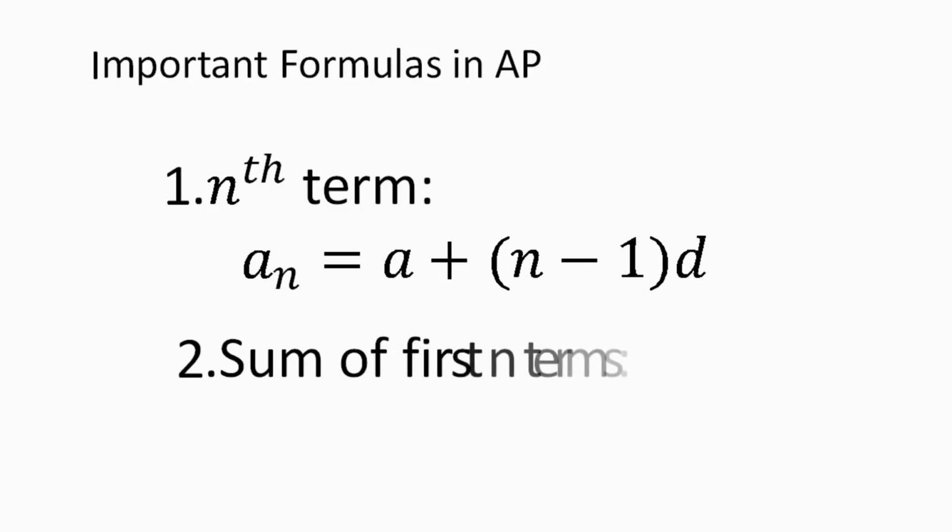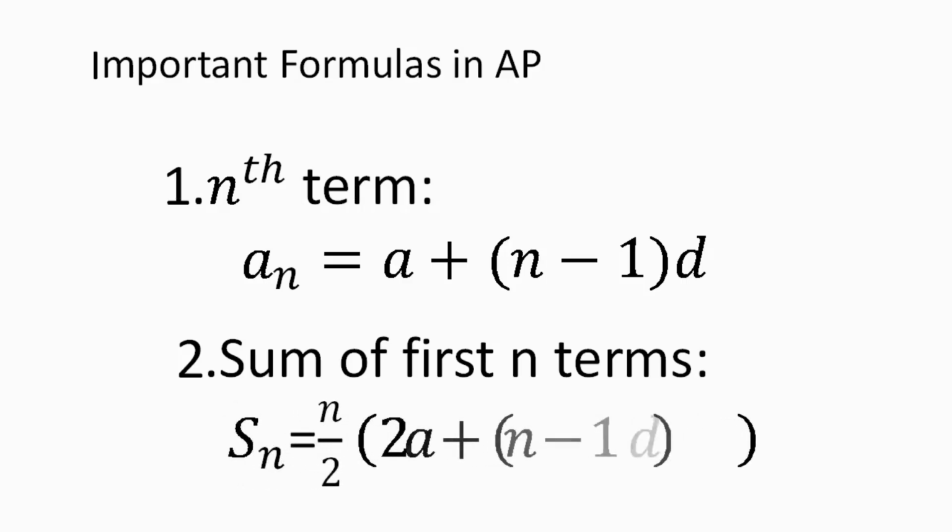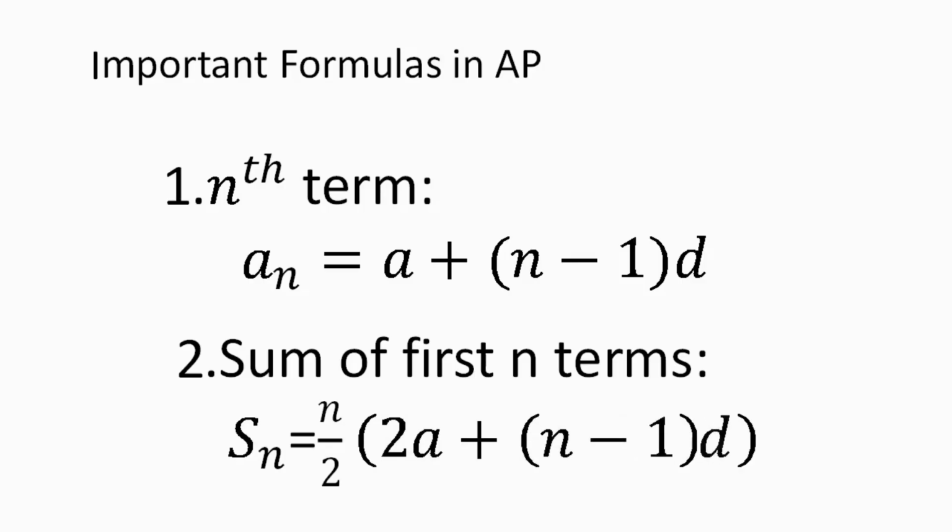Now the second formula is for the sum of the first n terms. The formula is S_n = n/2 × [2a + (n − 1) × d].